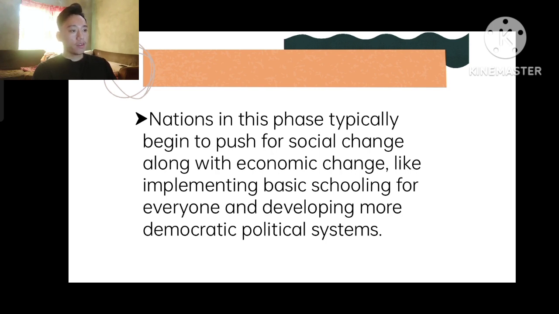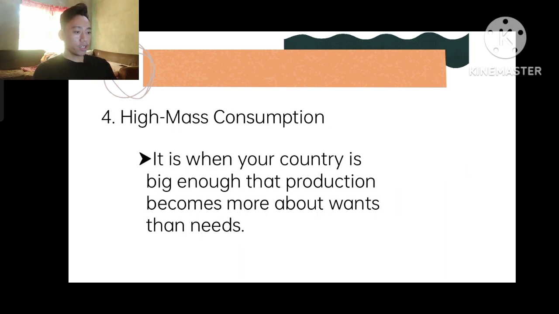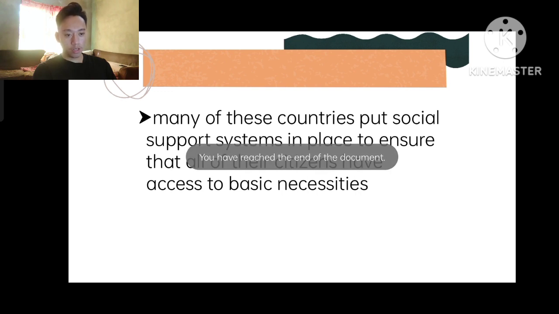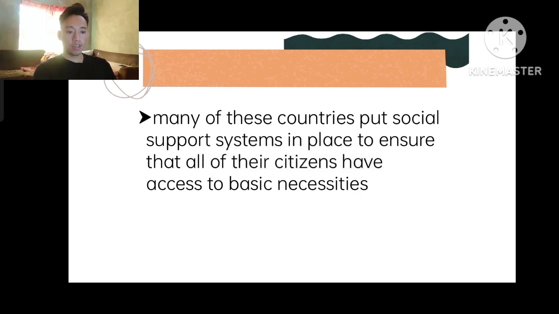And the last stage is high mass consumption. It is when your country is big enough that production becomes more about wants than needs. Many of these countries put social support systems in place to ensure that all of their citizens have access to basic necessities. So, in the fourth stage, it's not just the needs that the country can produce, but also the desires and wants that they have.